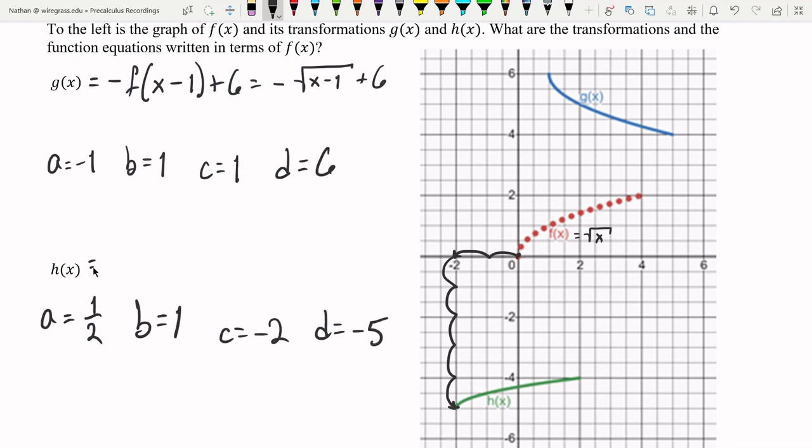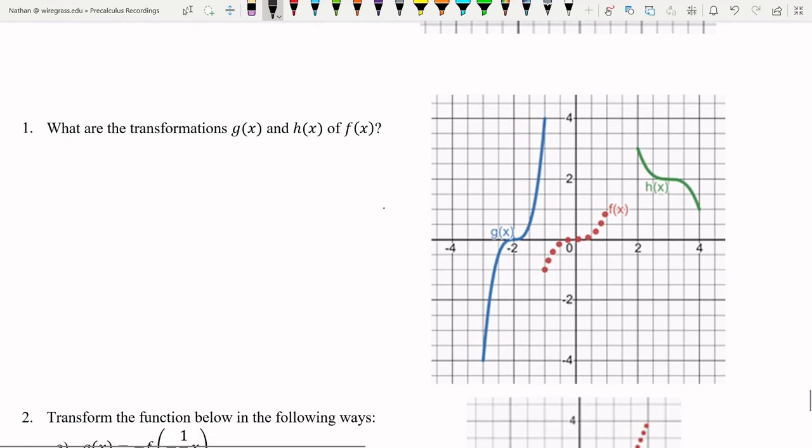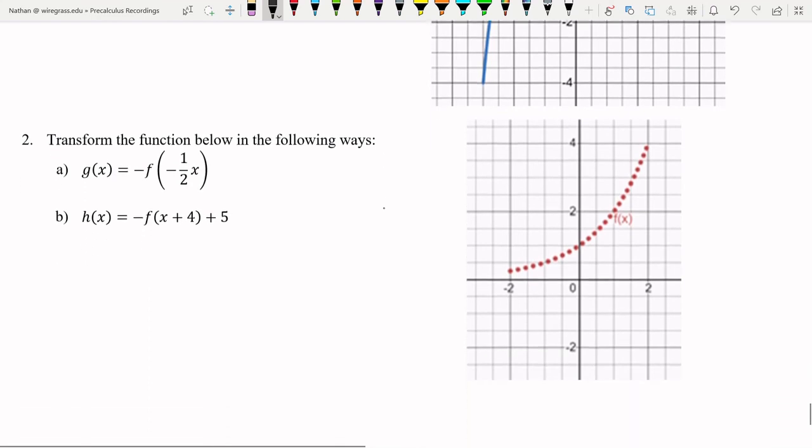All right, the function is going to be just positive 1/2 f of x plus 2, right? It's always x minus c, so here we have x plus 2, and then -5. And test that for yourself. Try graphing that and seeing that it's actually true. Okay, give these ideas a try in number 1. And try it out in number 2.